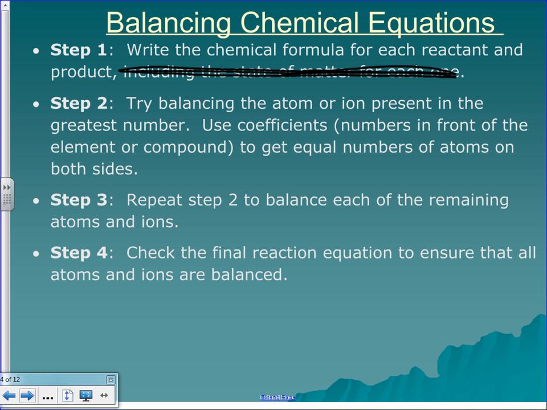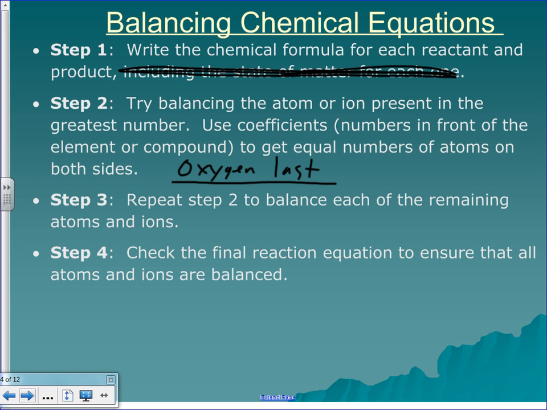All right, step 2, try balancing the atom or ion present in the greatest number. That's what we've always said to do, unless that atom is what? Oxygen. Okay, so that would be the exception. We might just want to write in there oxygen last. Okay, and we use coefficients. That's the big numbers in front of an element or compound to get equal numbers of atoms on both sides.